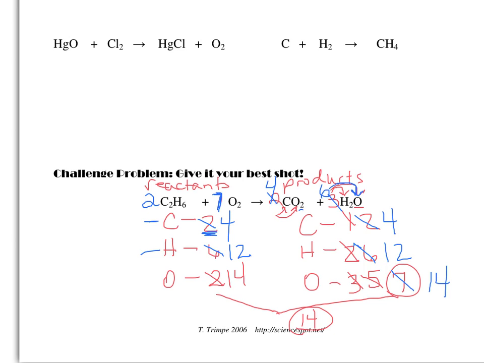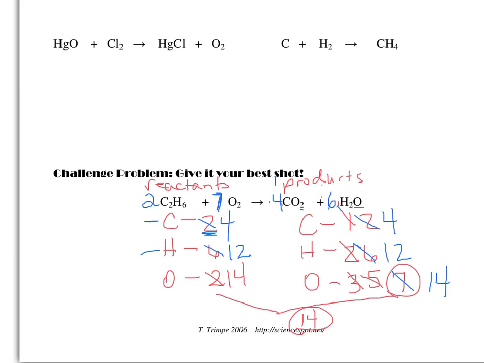Like I said, when you're doing these, you really want to use a pencil. Be a lot of erasing. So this is going to be 4, and this is going to be 6. Okay? So it's a lot of trial and error.